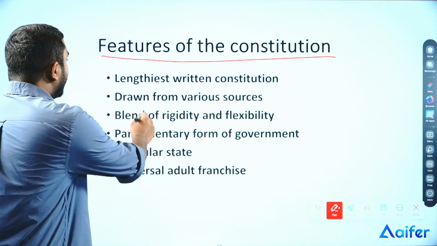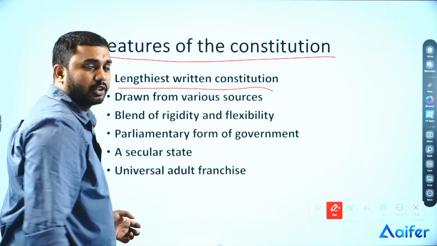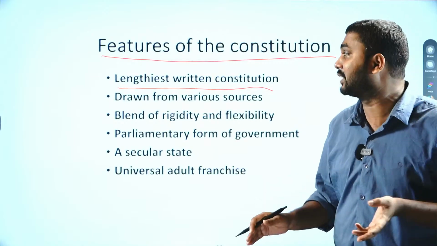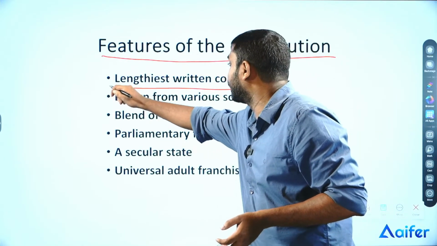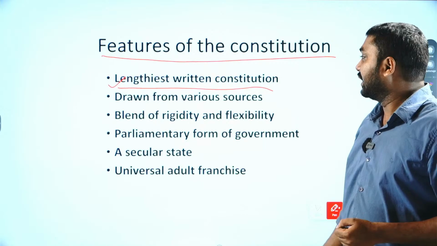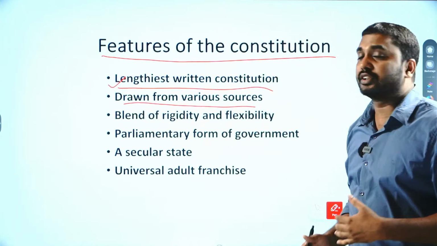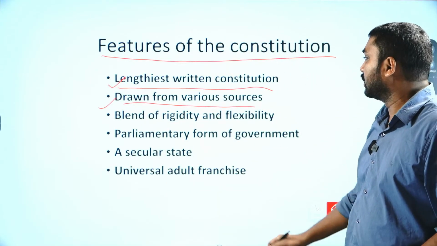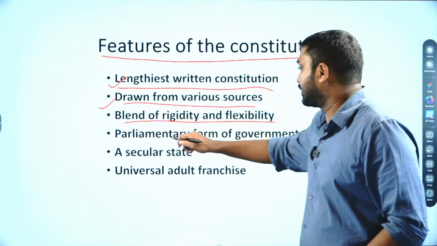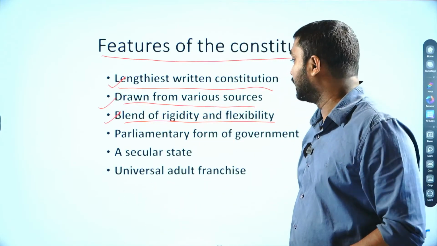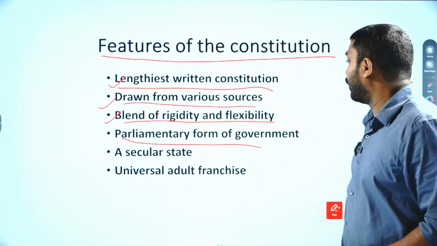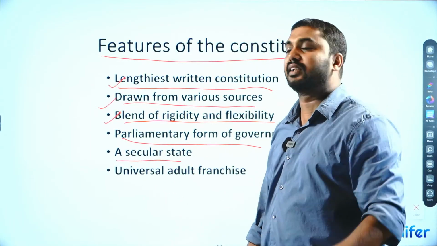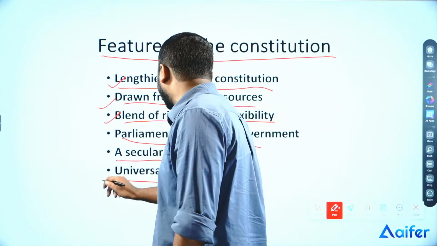The first one is the lengthiest written constitution. One of the important features of the Indian Constitution is that it is the lengthiest written constitution. Then we can say that it was drawn from various sources. Another characteristic is a blend of rigidity and flexibility. Then the parliamentary form of government. Everyone knows that. Then a secular state. India is a secular state, and the universal adult franchise.